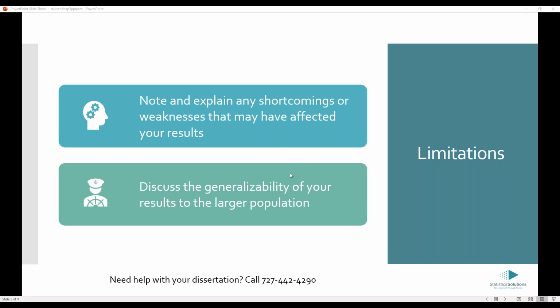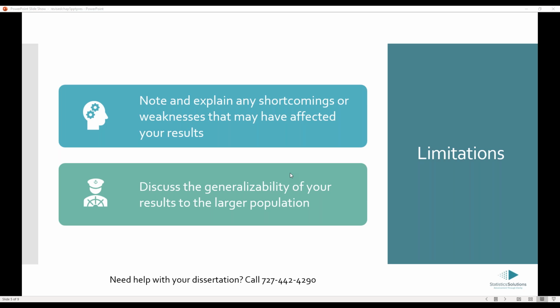So for quantitative studies, a major limitation is low sample size. That means you didn't get enough people to sample to achieve statistical certainty. So that weakens your findings.